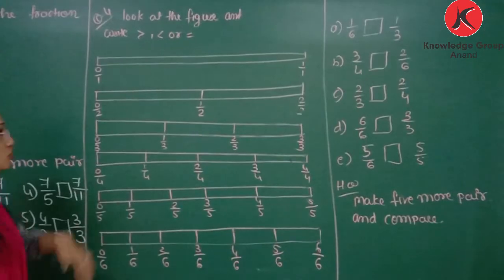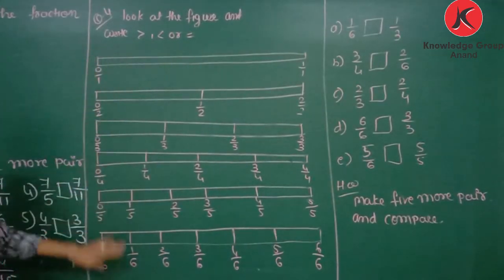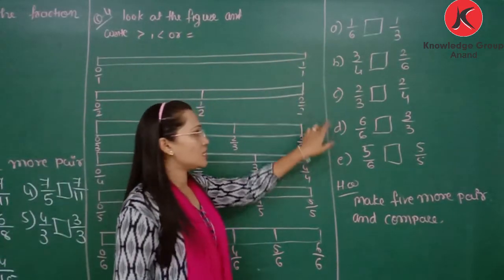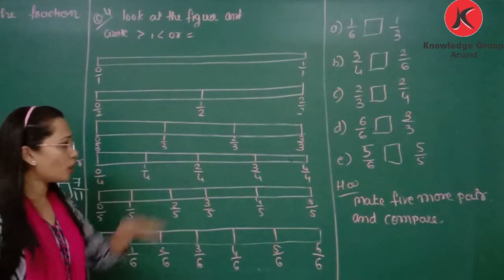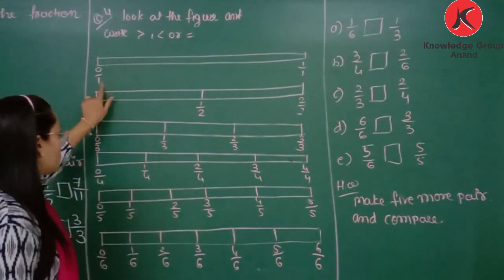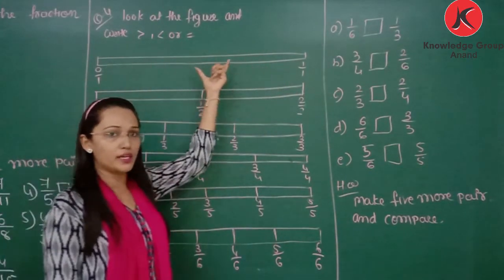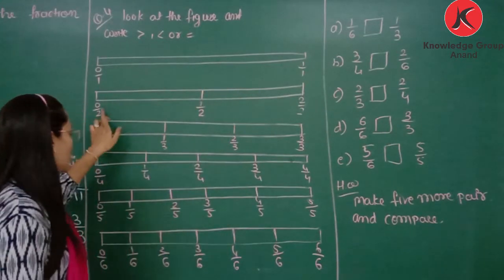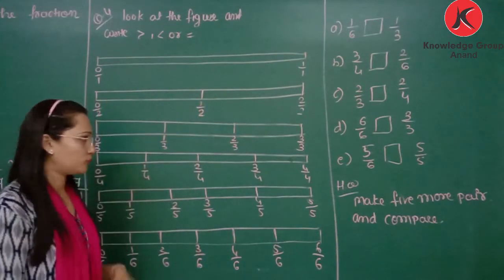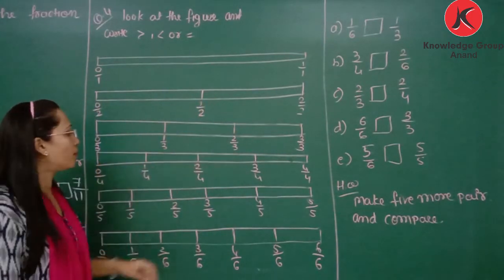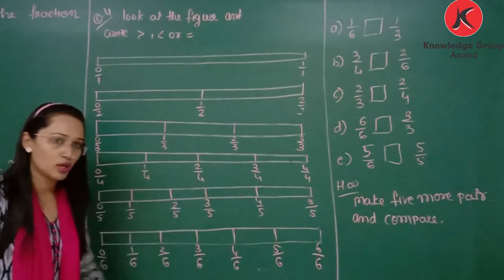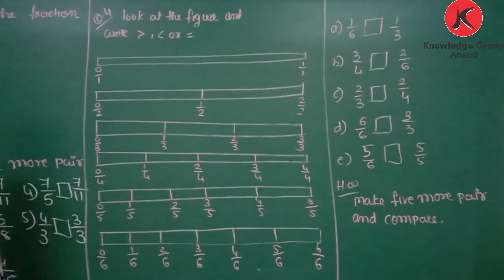Clear? So here in question number 4, 6 number lines are given. And you need to write for A, B, C, D, E whether it is less than or greater than. From observing this, you need to write greater than or less than sign. So here 0 to 1 means this is the whole part. It is not divided into any equal parts. 0 by 2, 1 by 2, 2 by 2. It means it is divided into 2 equal parts. And the next one is divided into 3 equal parts. The fourth line is divided into 4 equal parts. The fifth line is divided into 5 equal parts. And the sixth one is divided into 6 equal parts.